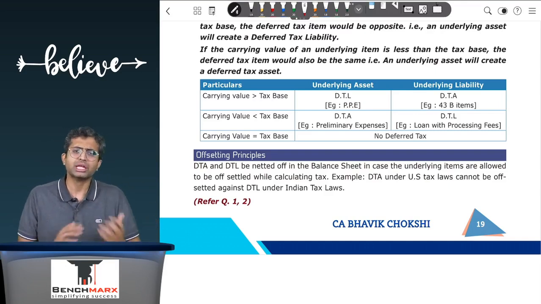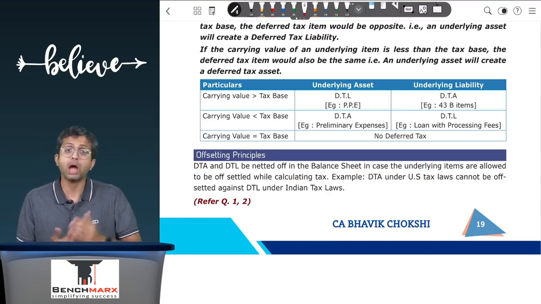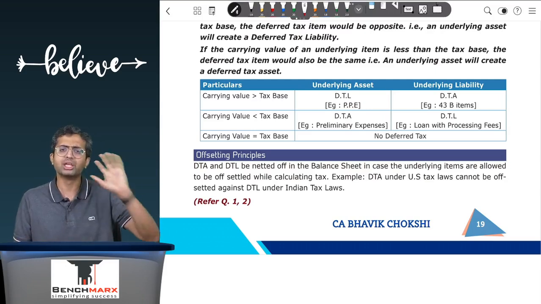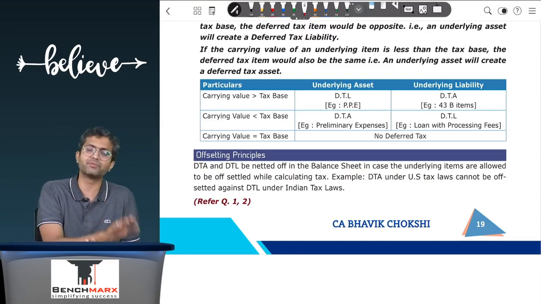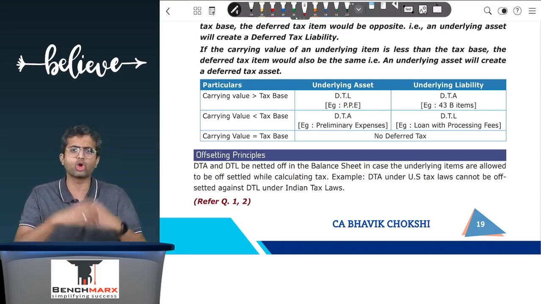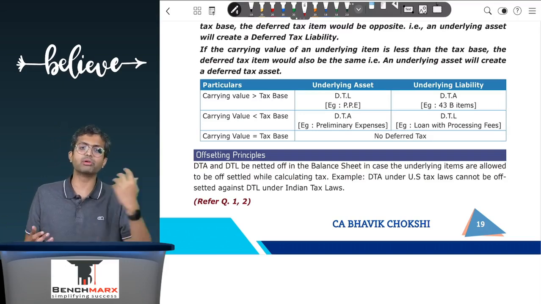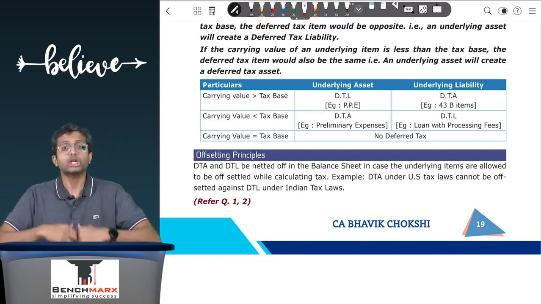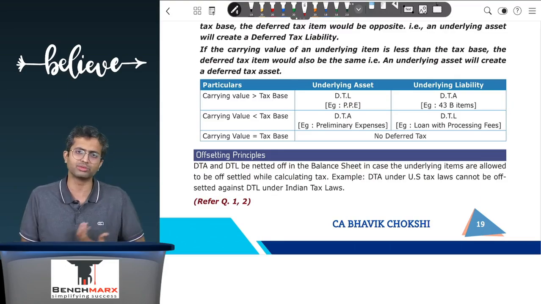Offsetting principles. In the balance sheet, can you offset deferred tax asset and liabilities? Yes, you can offset and show them net, provided they are arising out of the same income tax law, and they can be offset. Like a deferred tax asset on preliminary expenses can be offset by a deferred tax liability created due to depreciation on PPE, provided both of them are arising under the same Indian income tax law. However, if one of them is arising under the Indian income tax law and the other is under the US tax law for a multinational organization, then you cannot offset. You will have to then show both of them separately.